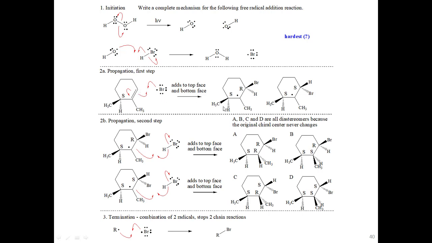So again, a more substituted free radical is more stable because it has a greater inductive effect to help stabilize the electron deficient free radical. So it's going to add to the end out here. But since this is flat, it can add to the top or the bottom. That was just like in our previous problem. So I have it on the top, I have it on the bottom.